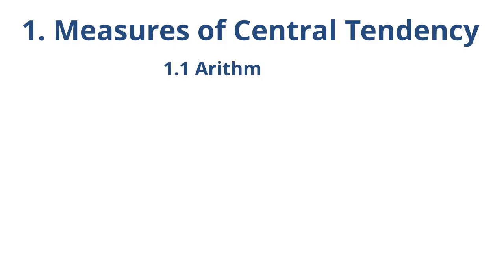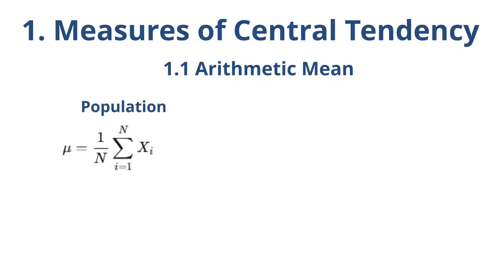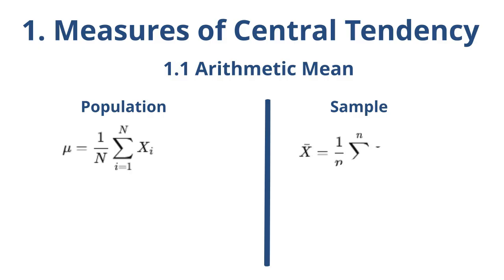1. Arithmetic mean. The arithmetic mean is the most commonly used measure and is appropriate when the dataset does not have outliers or when we assume the data are normally distributed. The formula for the population mean is mu equals 1 over n times the sum from i equals 1 to n of x sub i, where n is the number of observations and x sub i are the values in the dataset. For a sample, the formula for the sample mean is x bar equals 1 over n times the sum from i equals 1 to n of x sub i, where n is the number of observations in the sample and x sub i are the values in the sample.